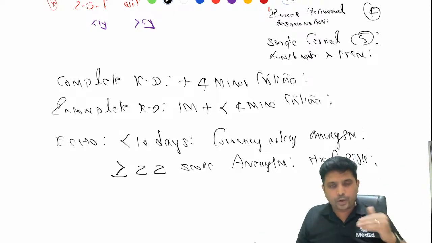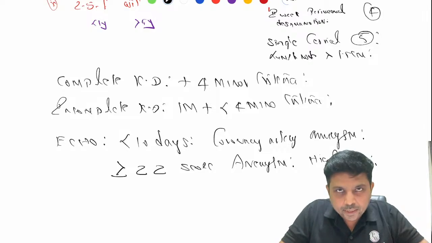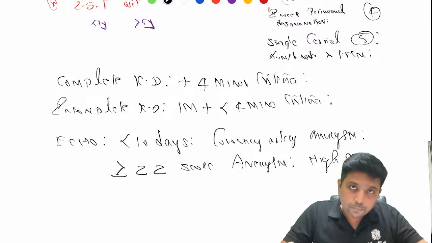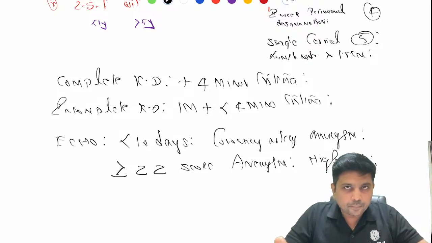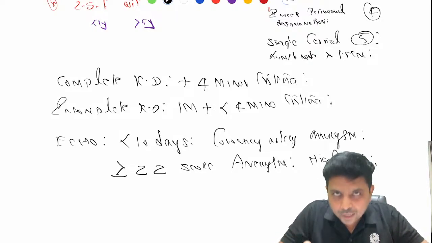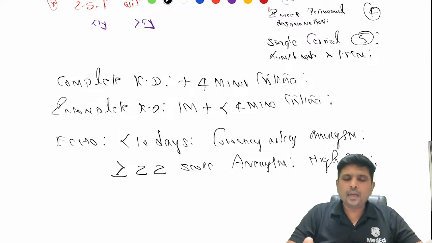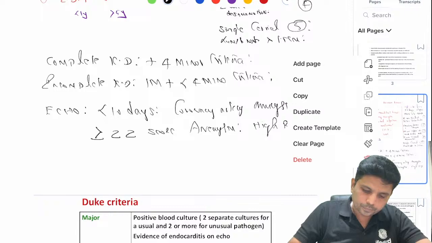Okay, now you have diagnosed Kawasaki disease. One is major criteria, another is minor criteria. What is complete Kawasaki? What is incomplete Kawasaki? Echo should be taken by about the 10th day to find out whether any coronary artery aneurysm is there or not. And after this, what you need to do? You need to do treatment.